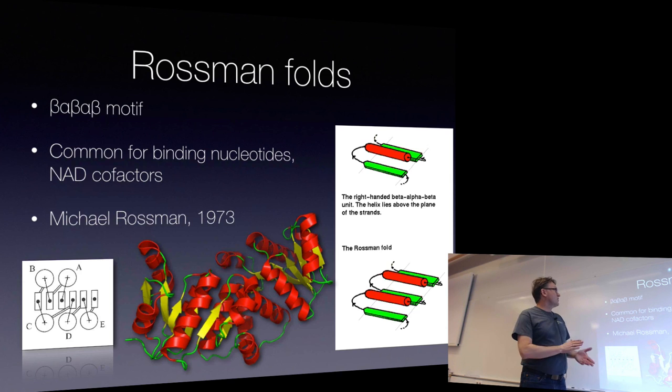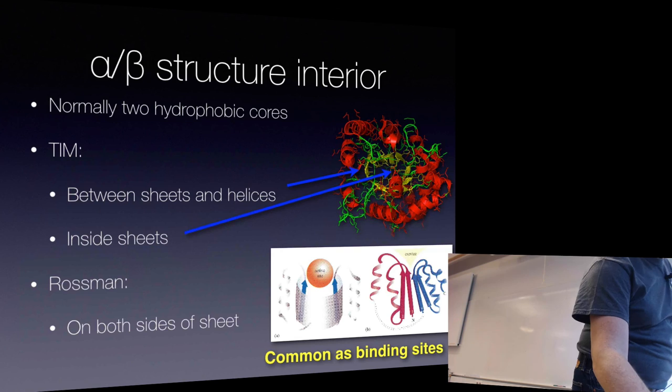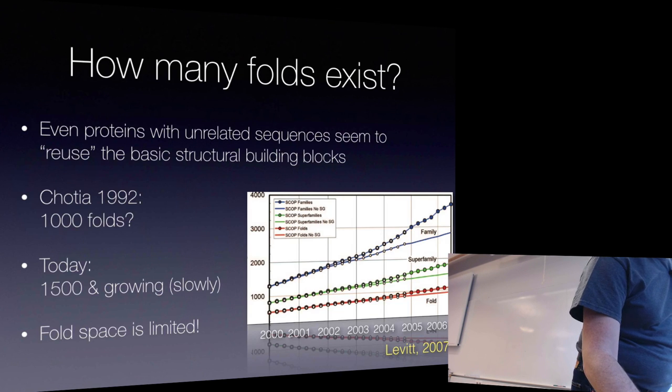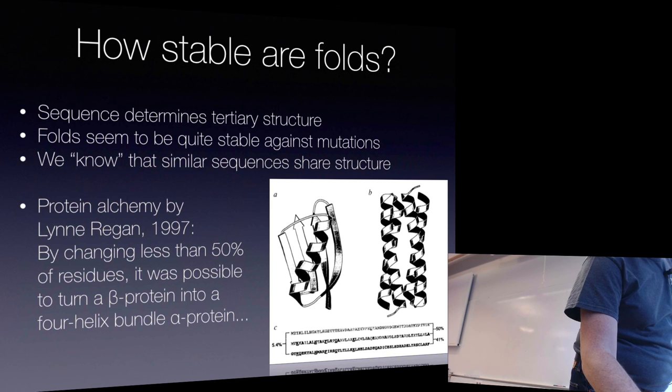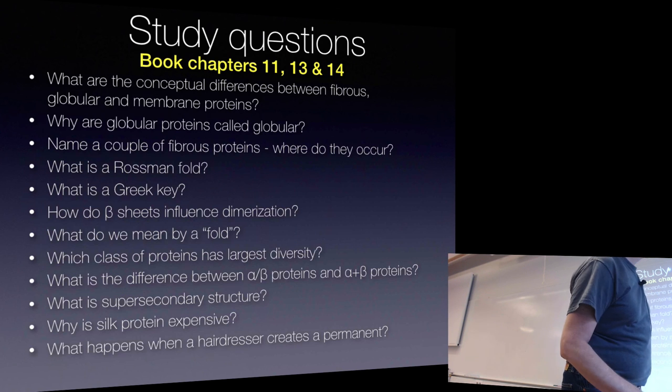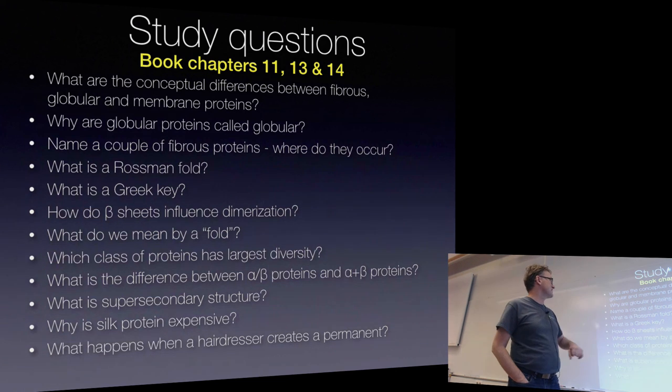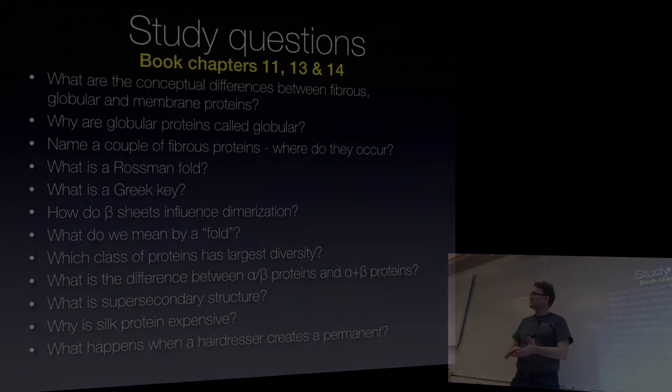There are a couple of important folds here that are useful to know. But in the interest of time, I will save those for tomorrow. I have four more slides, but I'll cover those tomorrow. And then I will go into talking about how stable folds are. So the study question for tomorrow: skip the Rossmann fold I haven't told you about yet, and the number of folds we haven't talked about yet. But all the other ones you should be able to go through.